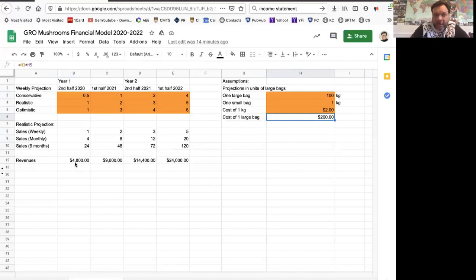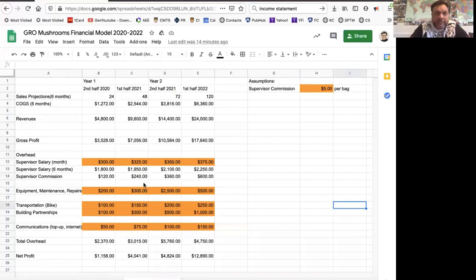So now these are our projected revenues based on these estimates. So we have the cost of goods sold, which is how much money it's going to cost us to make this product. We have our revenues, which is how much money we can make by selling our product, conservative, realistic, optimistic estimates. And let's put it all together in the income statement. So in the income statement, again, we have 4 time periods, year 1, year 2, 4 6-month chunks, sales projections, 24, 48, 72, 120, which, as you will notice in the cell up here, come from the previous spreadsheet, come from the previous worksheet, all right?